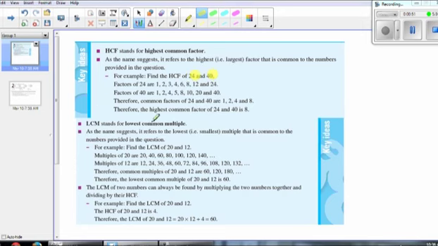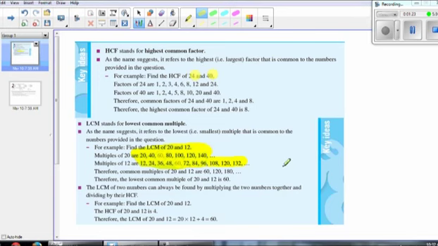The lowest common multiple stands for, here's an example, find the lowest common multiple of 20 and 12. Multiples of 20 and of 12 are listed here. So all you need to do is once again try to find the one that's going to be the same. So here 60 is one of 12 and 60 is one of 20. So that would be the lowest common multiple.